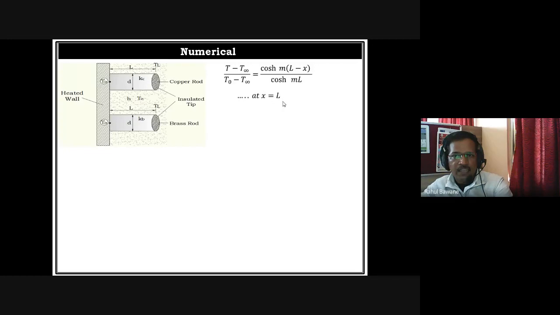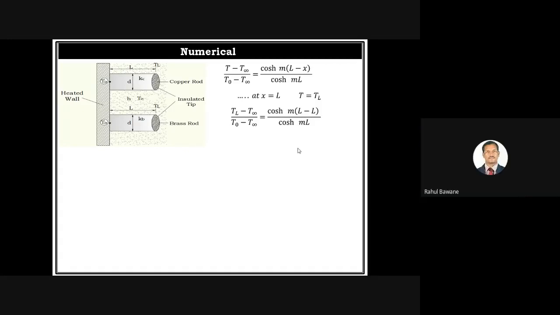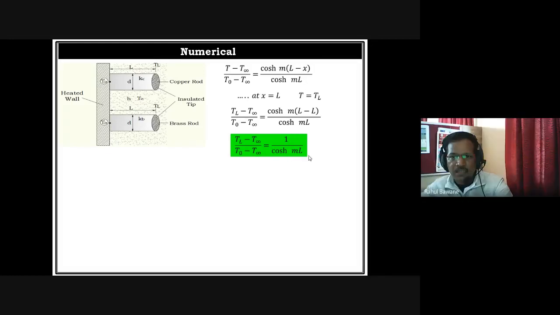Now here at the tip where x is L, the temperature becomes TL. So if I put x value as L, it becomes cosh m(L minus L), which becomes 1. So we got the final relation: (TL minus T infinity) upon (T0 minus T infinity) is equal to 1 upon cosh mL. This is the relation for temperature at the tip.